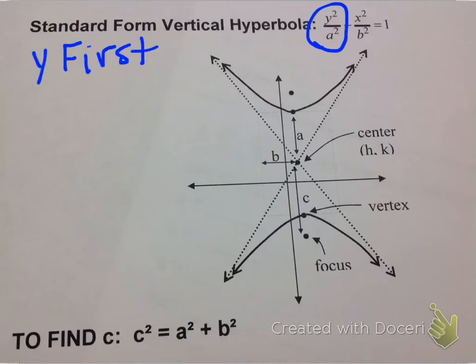And since y is first, it's going to be vertical. A squared is still first. So a squared is not based upon size. It doesn't have to be the biggest denominator. It's always the first denominator. Everything with a hyperbola is first.